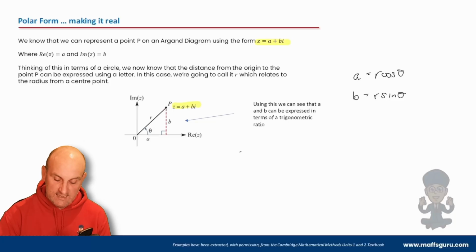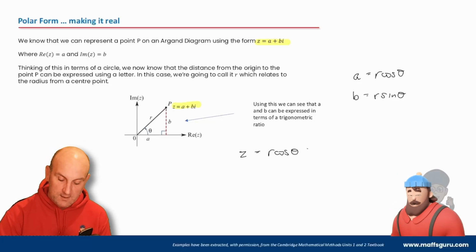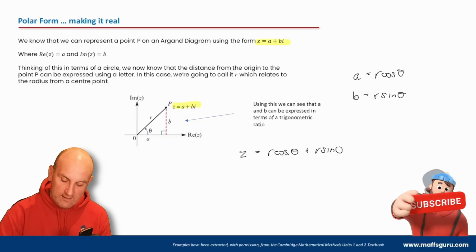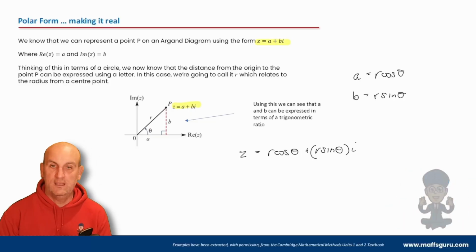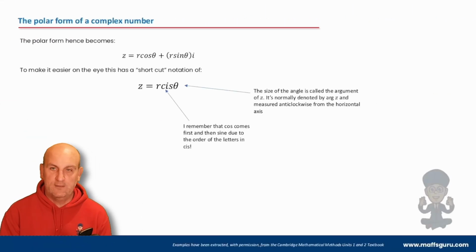Substituting that in suggests that Z could be equal to R cos theta plus R sine theta times i. And believe it or not, that's polar form, or modulus argument form. It's written with respect to some angle from the x-axis rather than a horizontal and vertical distance, or a coordinate.